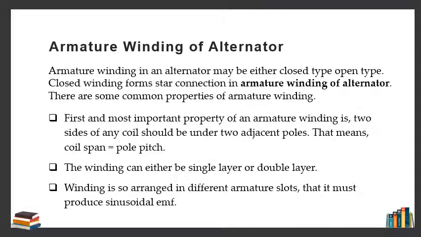Next, the winding can either be single layer or double layer. Single layer और double layer winding क्या होती हैं? ये भी अभी हम next slide में देखेंगे. The winding is so arranged in different armature slots that it must produce sinusoidal EMF. So these are some common properties of the armature winding used in alternator.